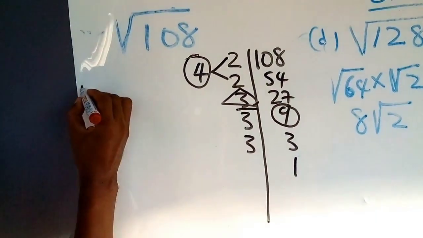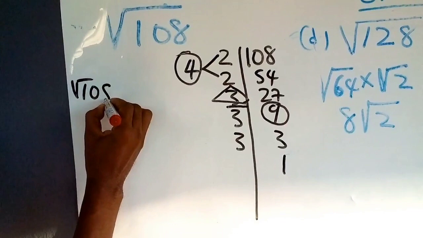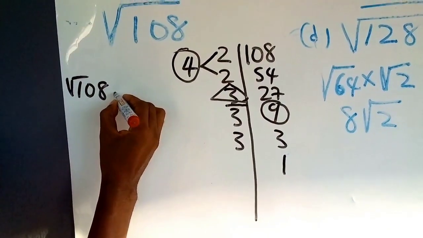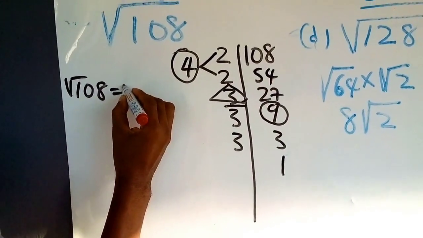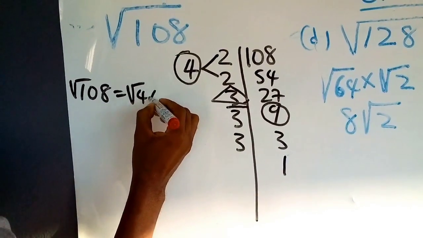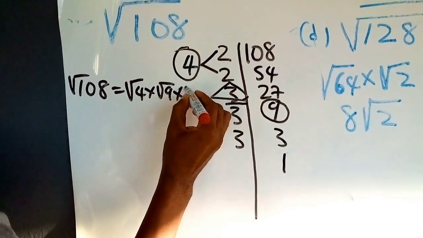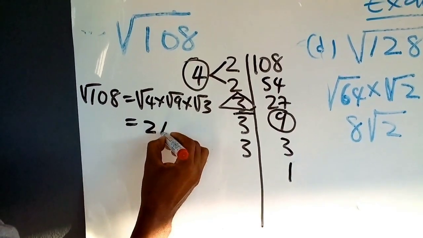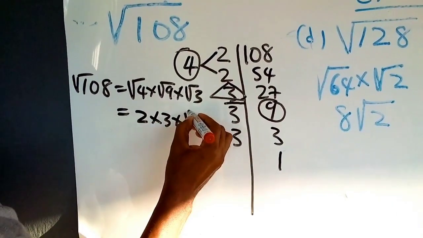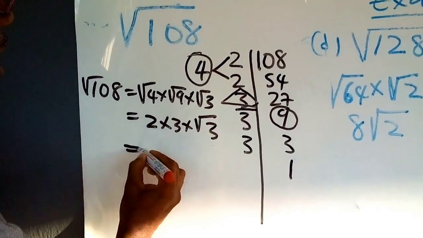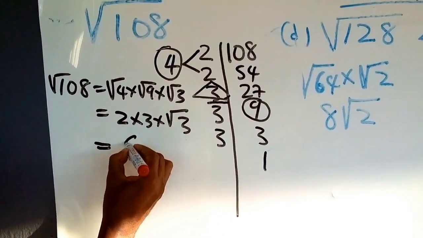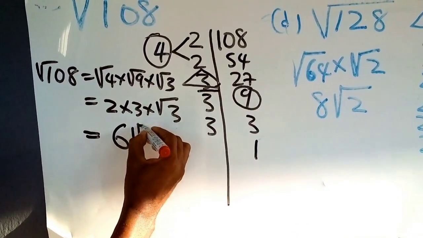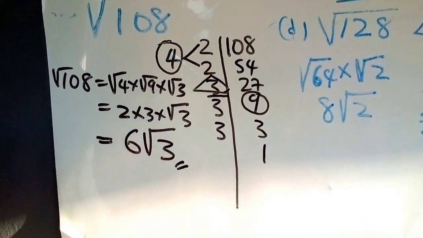That means root 108 is equal to square root of 4 times square root of 9 times root 3. And that will give me 2 times 3 times root 3. And the final answer, 2 times 3 is what? 6. That is 6 root 3. Simple.